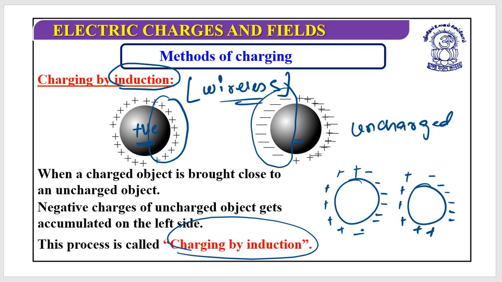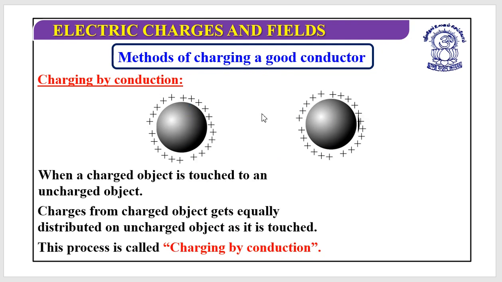Next, one more method that we left is charging by conduction. This is wired charging. What we are going to do is, this is one object, this is second object. When I want to charge one body by another, I just connect it by a conducting wire. When I connect these two bodies, charges do transfer from one body to another. And when the charges are transferred from one body to another, this is what we call charging by conduction.